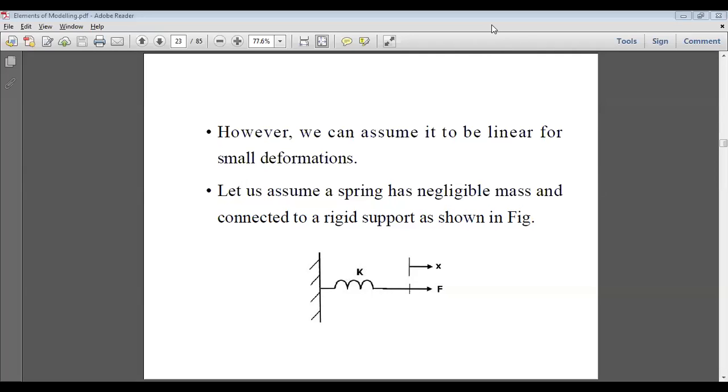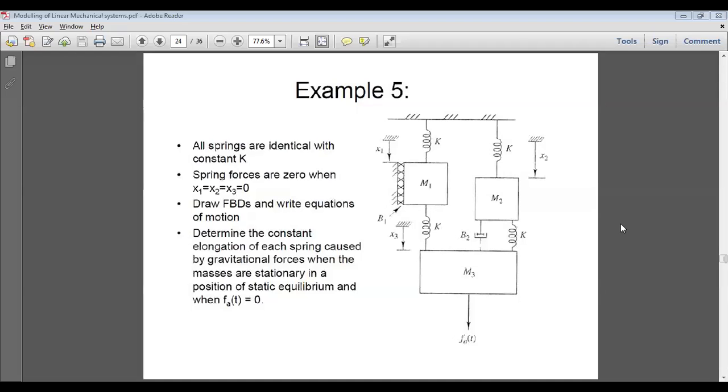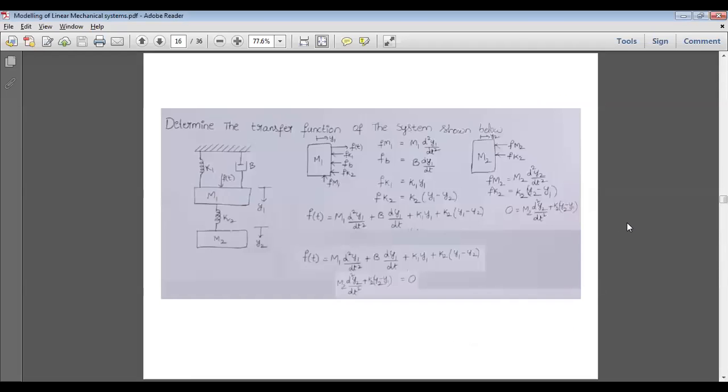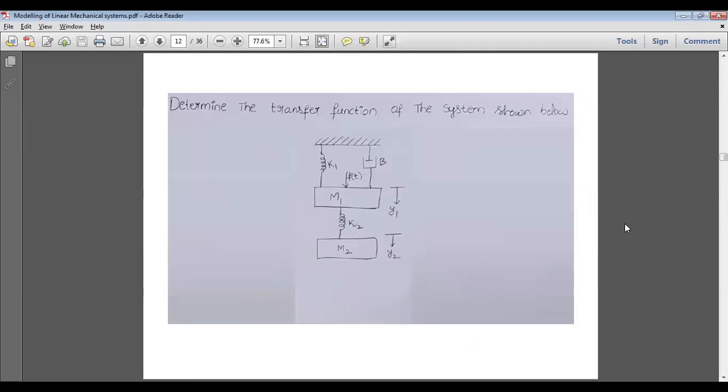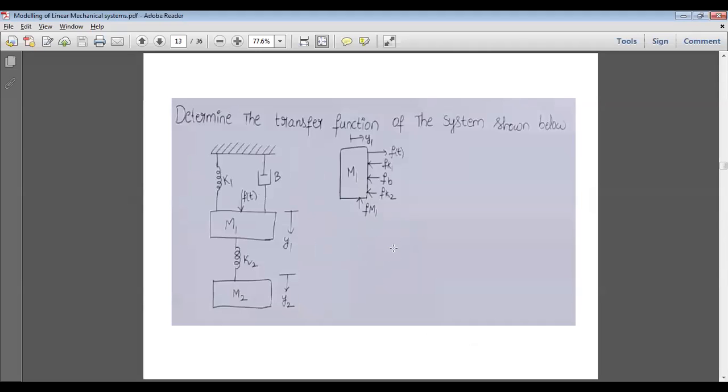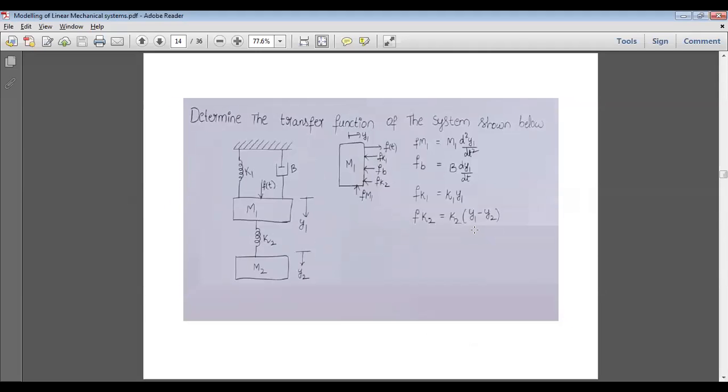But in our problem, if you observe this particular case, it is tied to both. That means the spring can move and it can give some force. Is it okay? So here that particular effect is taken as K2 into y1 minus y2, this displacement.